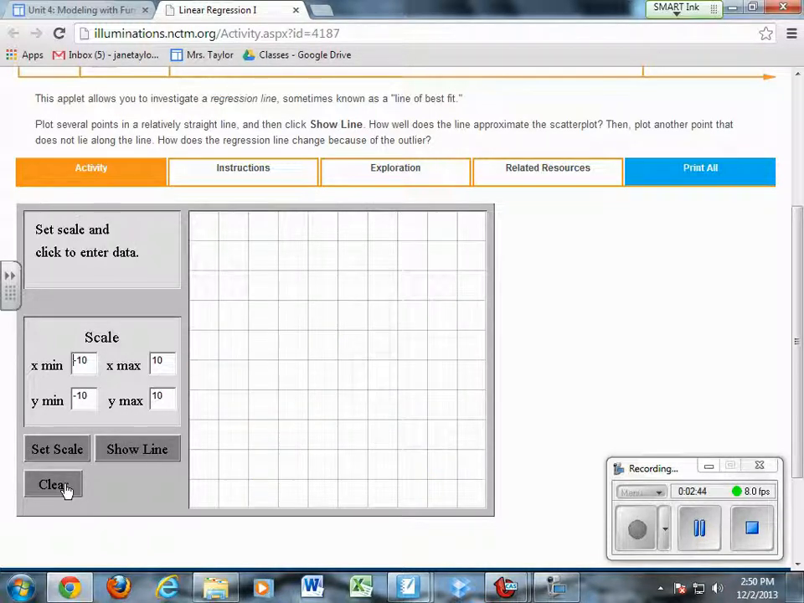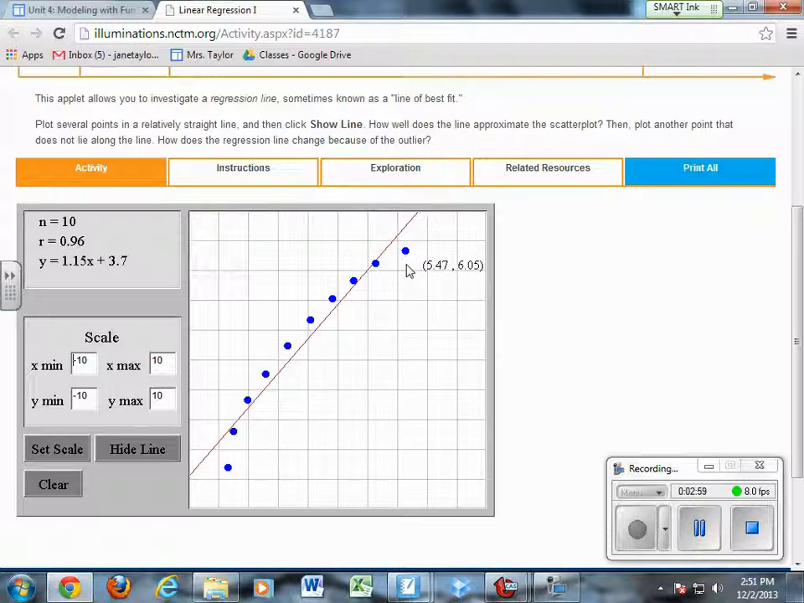But I want to introduce you also to the fact that you can have a strong linear correlation. 0.96 is very strong, very close to 1, and yet the data is clearly not linear. So just having a strong correlation doesn't mean a line is the best representation for the data.